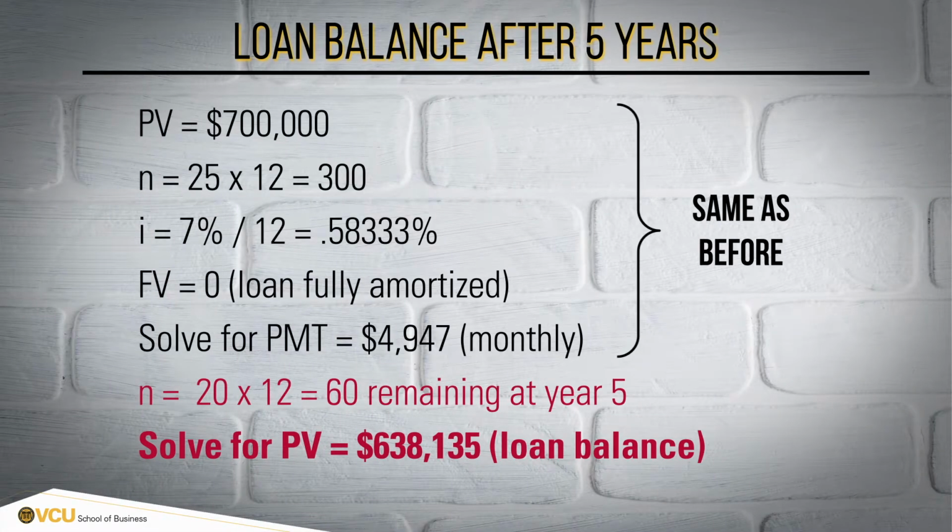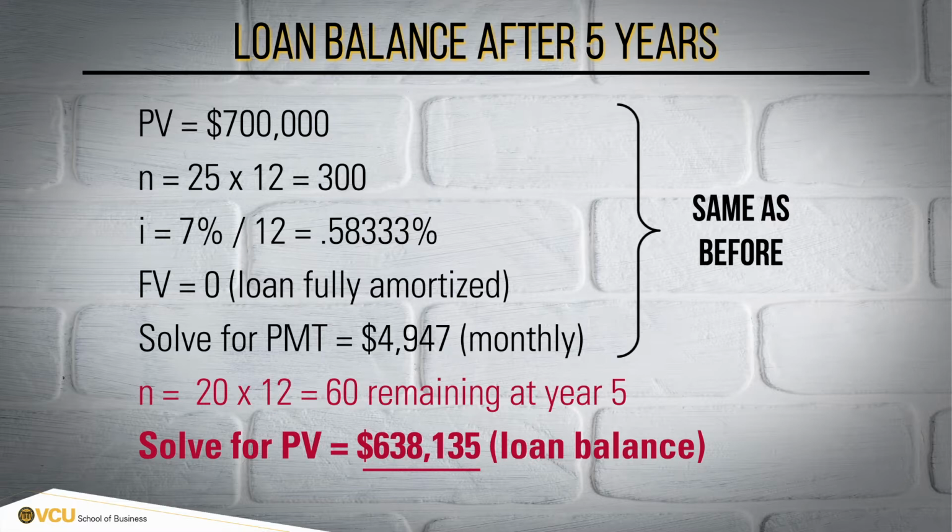Let's find out what our returns are. The first thing that we're going to do is calculate the loan balance after 5 years. By now, you should be fairly comfortable with that, but I'm illustrating it here again just in case you need it. If I solve for that present value at the end of 5 years, I have an outstanding balance of $638,135.